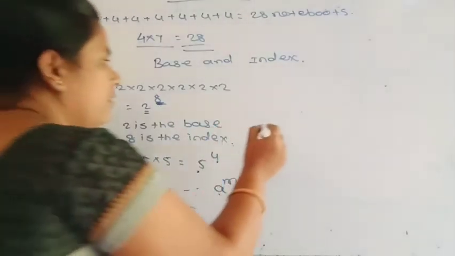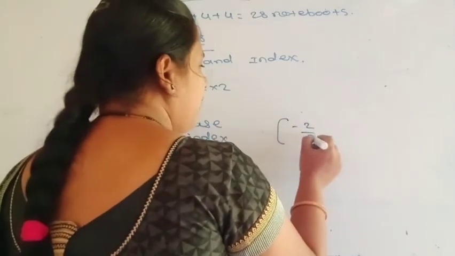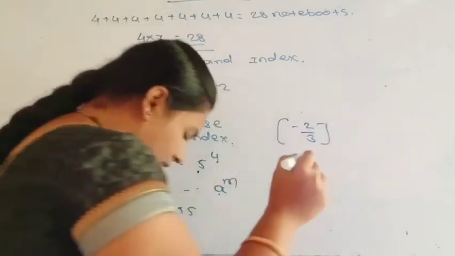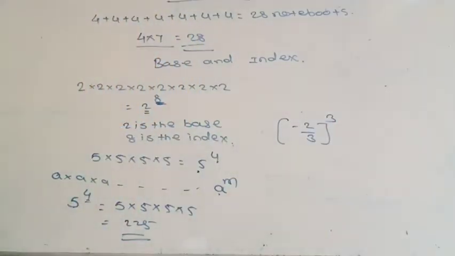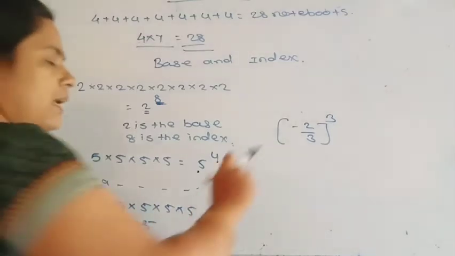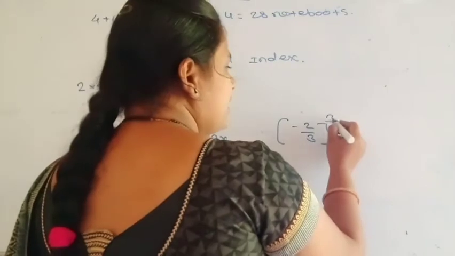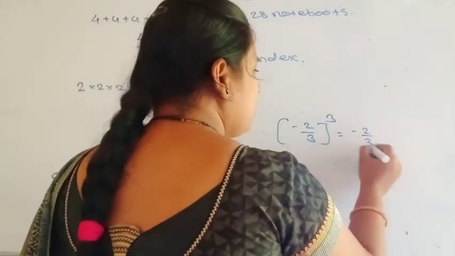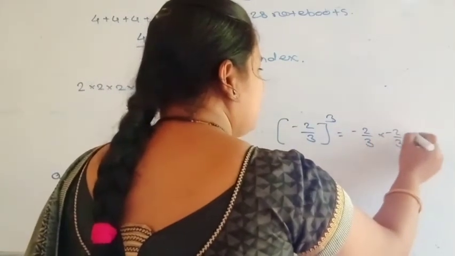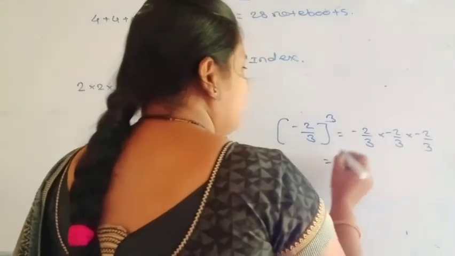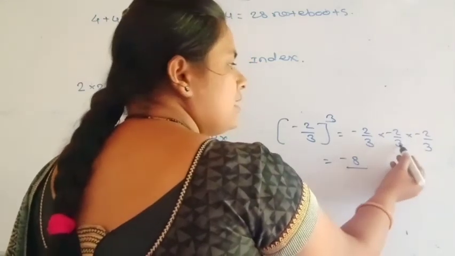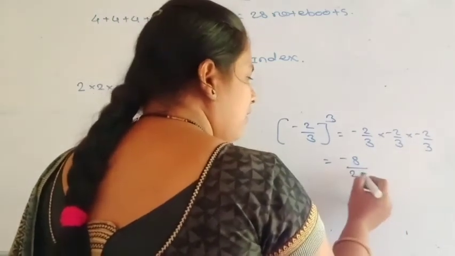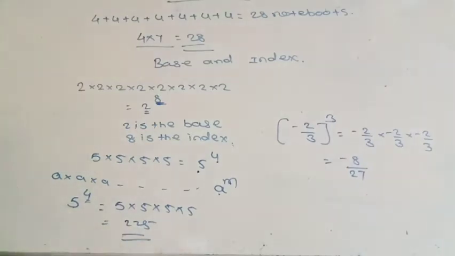Similarly, minus 2 by 3 raised to the power of 3. Minus 2 by 3 is multiplied how many times? The index is given as 3. So minus 2 by 3 into minus 2 by 3 into minus 2 by 3. Then 2 times 2 is 4, 4 times 2 is 8, so minus 8 divided by 3 threes are 9, 9 threes are 27. The answer is minus 8 by 27.